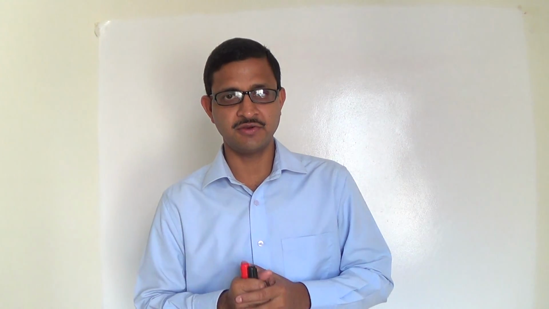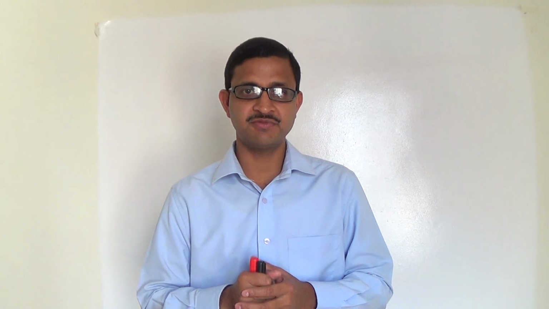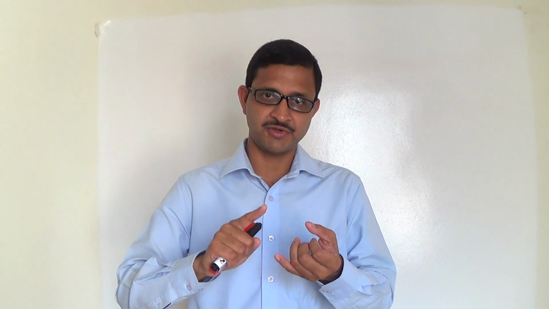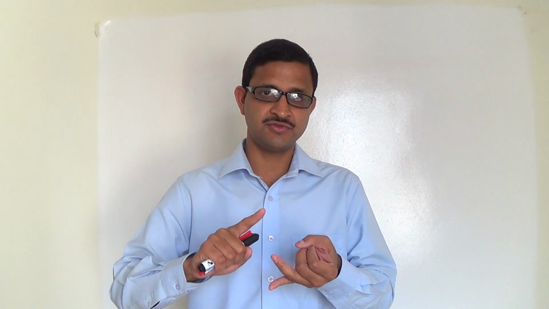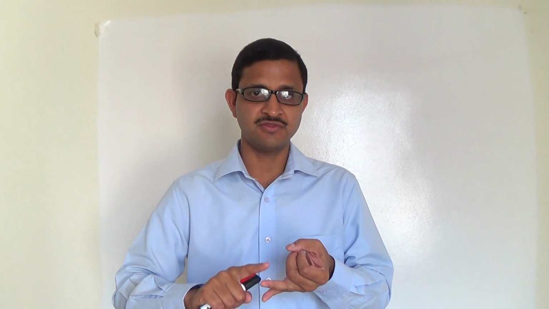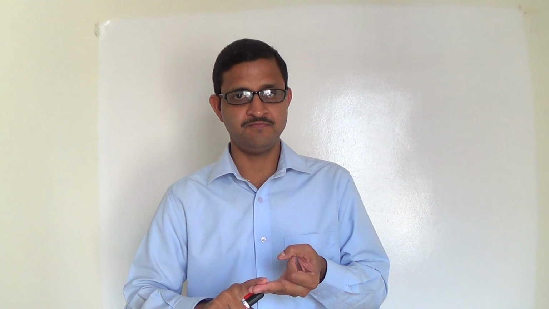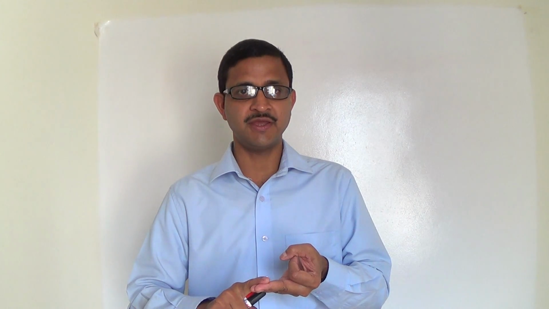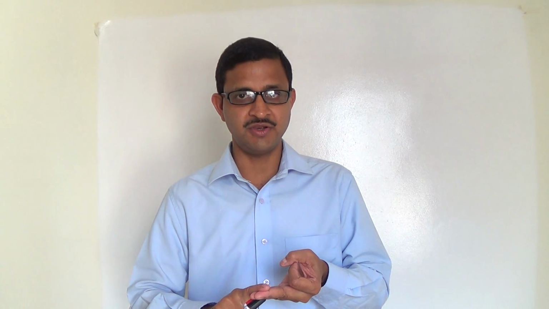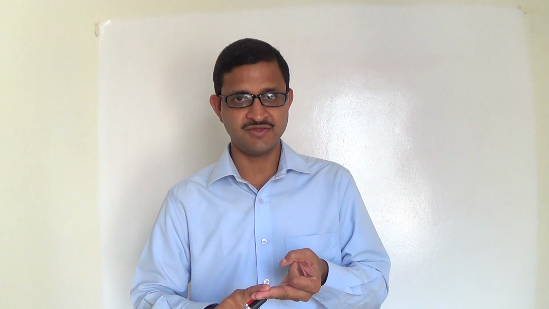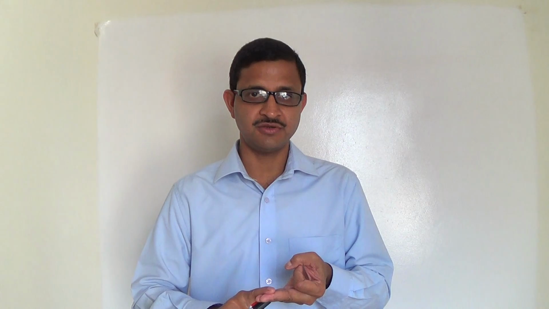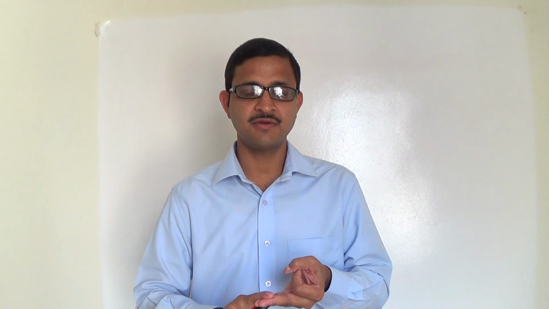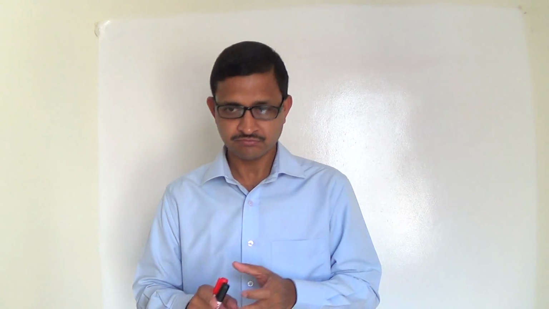Now a relation rho defined on a set S will be known as a partial order relation if it satisfies three properties. One is reflexive, second is anti-symmetric, and third is transitive. Clear? So any relation rho defined on a set S will be known as a partial order relation if it is reflexive, antisymmetric, and transitive.